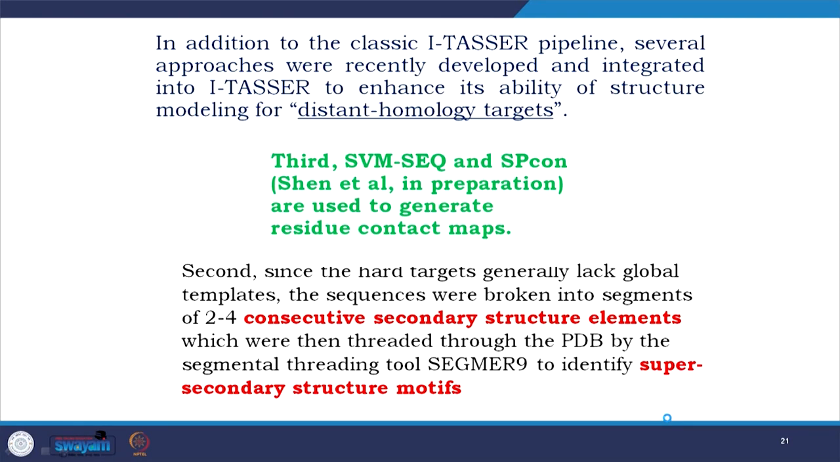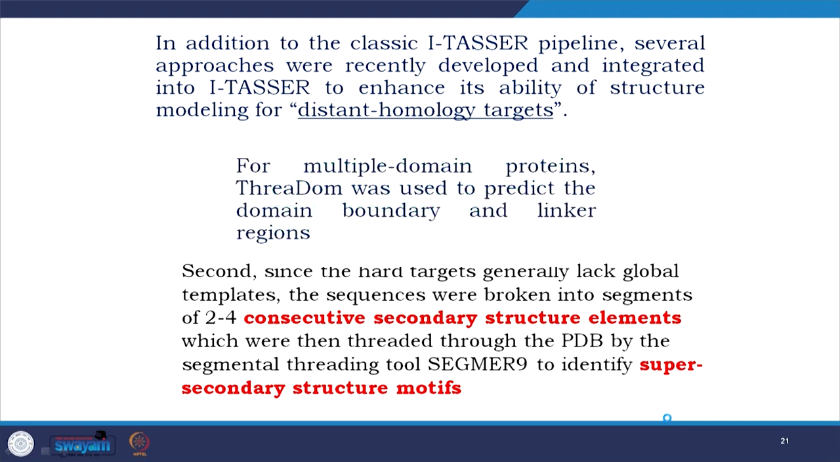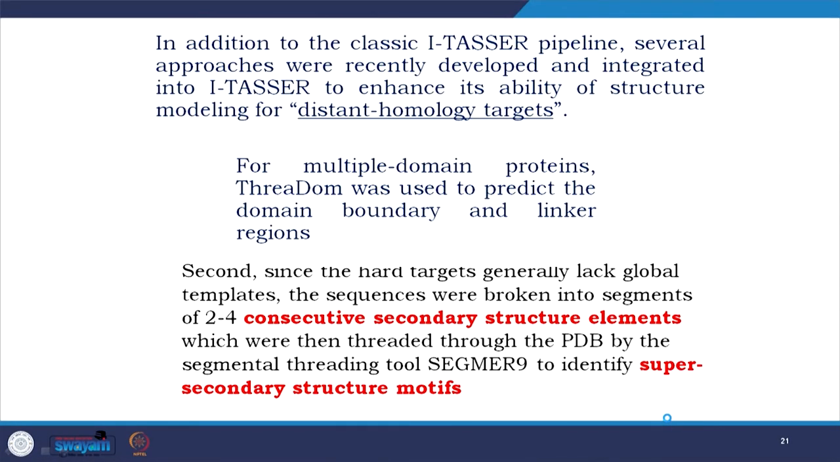SBM-Sec and SPCon are used to generate residue contact maps. These are the machine learning programs I was talking about. These are AI based predictions. Here, SBM-Sec and SPCon are used to generate residue contact maps, which are further utilized in structure prediction. For multiple domain proteins, I have shown you already that there are proteins with multiple domains, and they are big and difficult to model. A program, ThreaDom, is developed to predict the domain boundary and linker regions. There are many more, but these are a few examples to see how continuous updating is developing and making the program better and better.